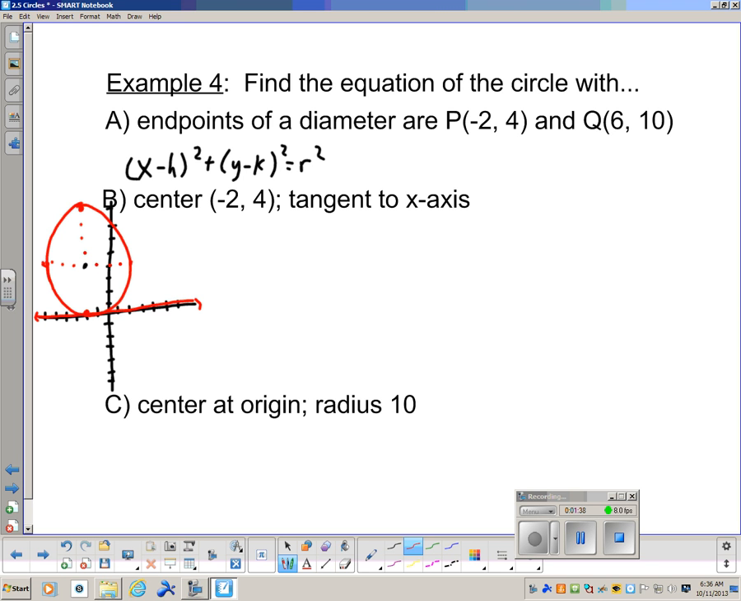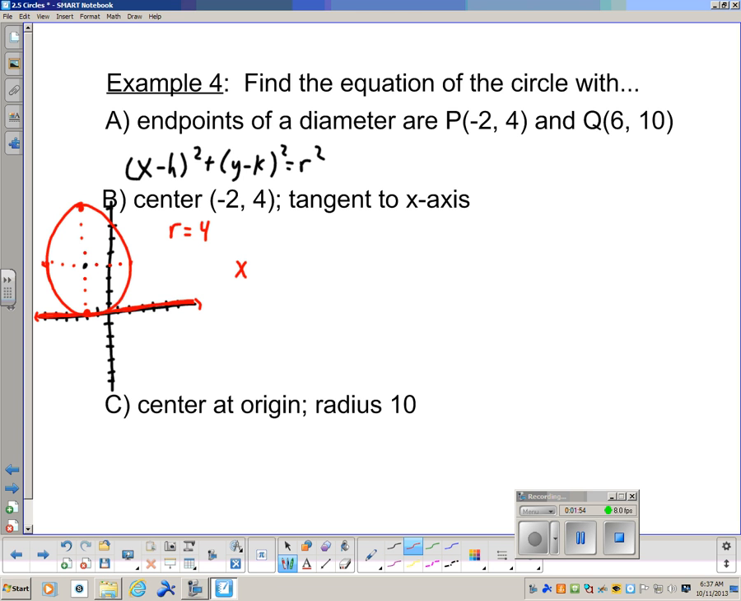a tangent line will hit the circle here in exactly one point. So it's hitting right there at that spot. So now we know that the radius there, we saw we could just count, is 4. So my radius here is 4. So now I can simply write my equation here.